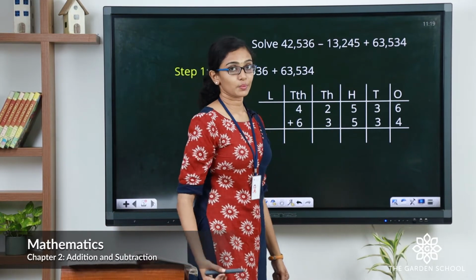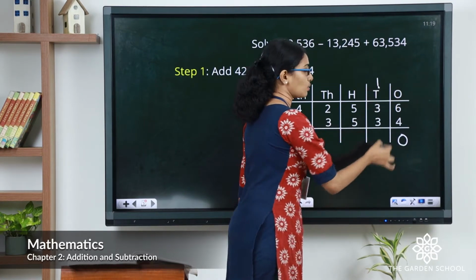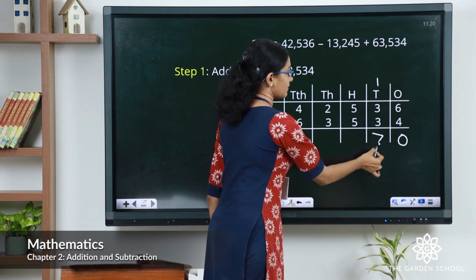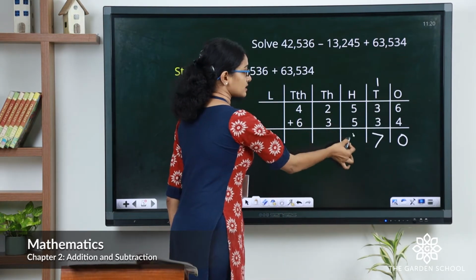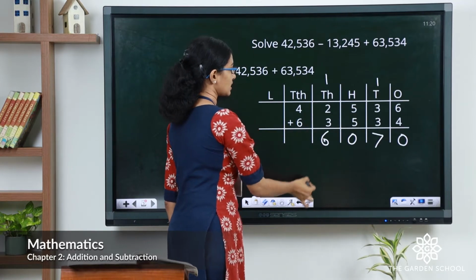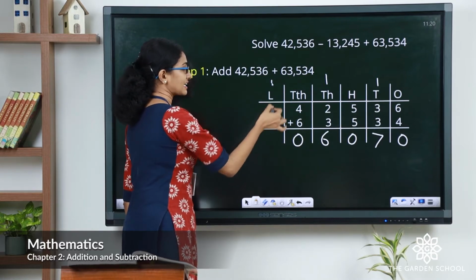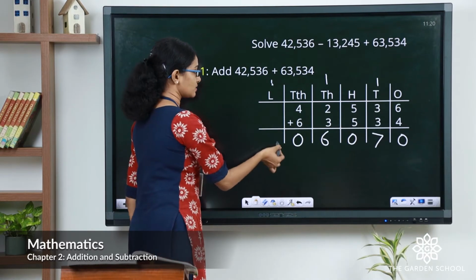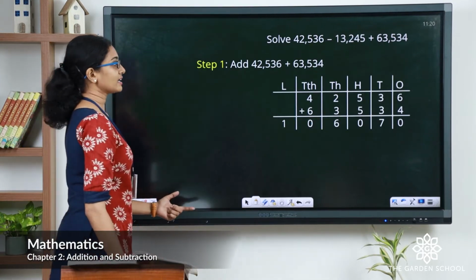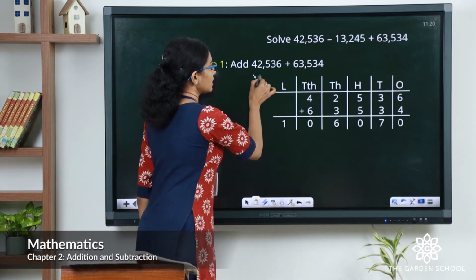Let's start with the ones. So 6 ones plus 4 ones give you 10 ones. Carry over 1 to the tens place. 3 plus 3, 6 plus 1 is 7. Now 5 plus 5 is 10. Carry over 1. 2 plus 3, 5 plus 1, 6. Now 6 plus 4 is 10. You write the 0. Carry over 1 to the lakhs place. Let's bring that down. So the answer here is 1,06,070. So, right now we have done this part.